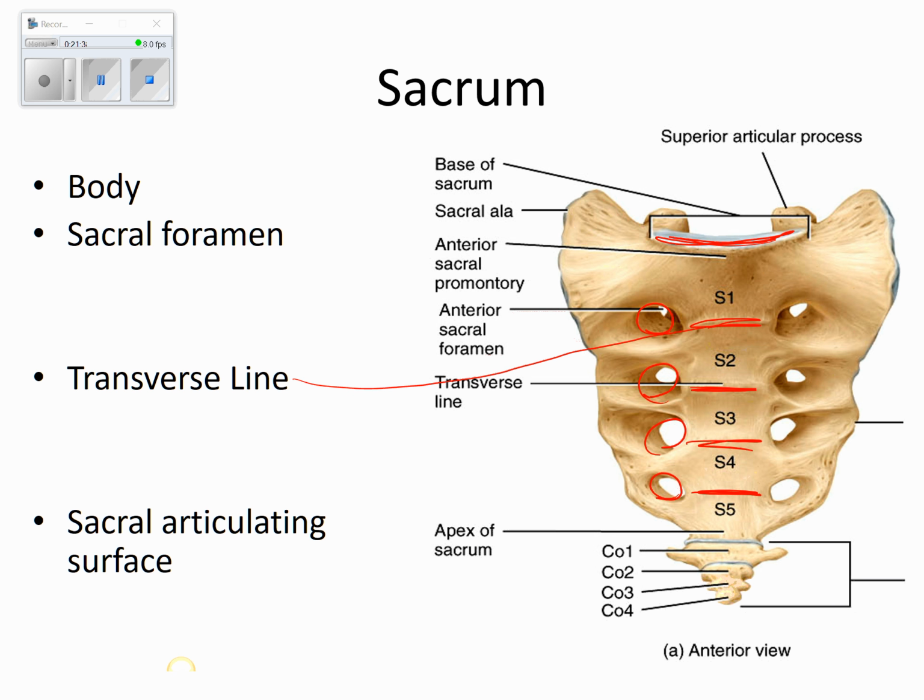The sacral articulating surfaces, some books will call that the articulation with the hip bone, right here on each side. But some books will call that the sacroiliac articulating surface. So you may hear it called that.